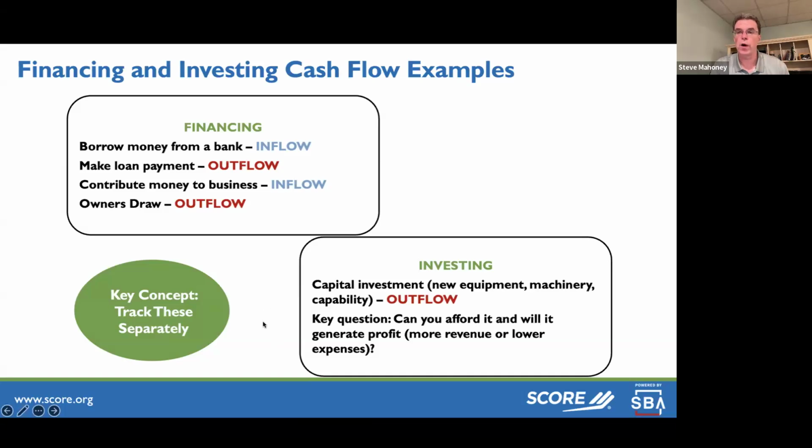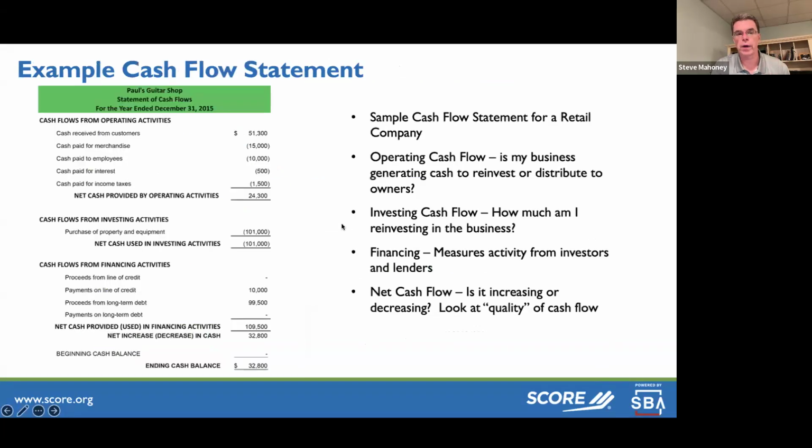So you've got the three components of a cash flow statement. You've got operating, you've got investing, and you have financing. This is an example of a cash flow statement, again, just a made-up business. And you can see that the activities are broken out into these three different categories: operating, investing, and financing. And then the ending is always going to be whatever ending balance is on your balance sheet.